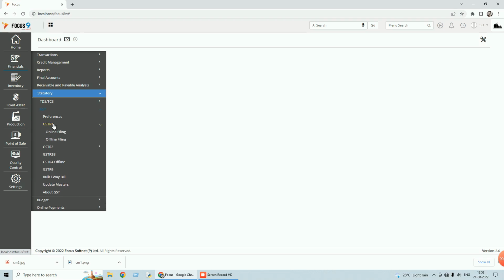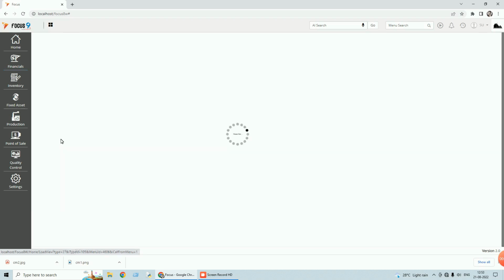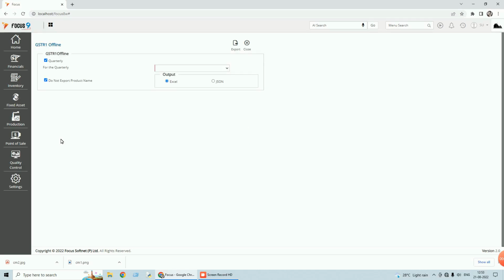When I click on GSTR1, you will get online filing or offline filing. At present I am showing you offline filing. Online filing, we have some integration with that, but we are still not through with the online filing. We are a GST Suvidha provider. Focus Softnet is a GST Suvidha provider. So we are generating an offline file and we will upload this file in the government site, in the GST portal.